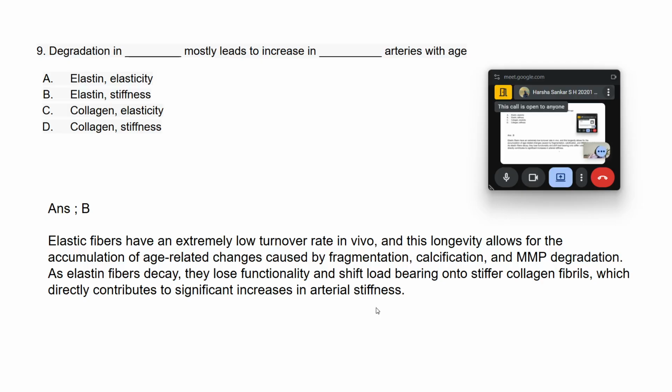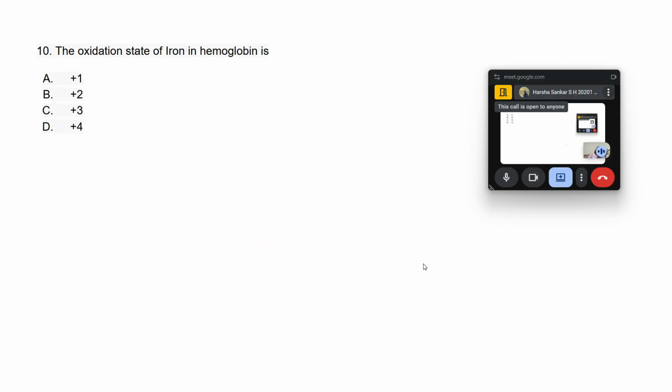The oxidation state of iron in hemoglobin is dash. Option A +1, option B +2, option C +3, option D +4. Iron in hemoglobin, what is the oxidation state?